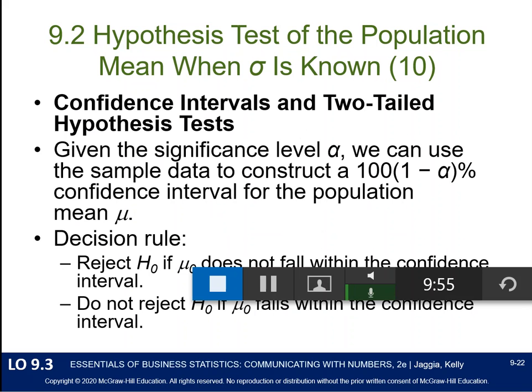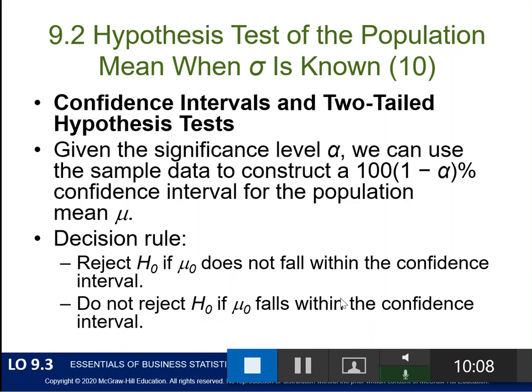So we can also use confidence intervals to do hypothesis testing. I'm not really going to go over that. We do know how to calculate confidence intervals. We've done that before. So just know that you can use a confidence interval. So your decision rule is looking at whether or not the population mean falls within the confidence interval. And we will reject it if it does not, and we won't reject it if it does.